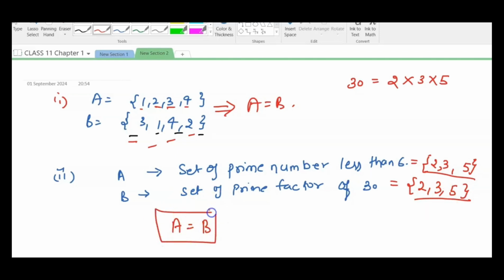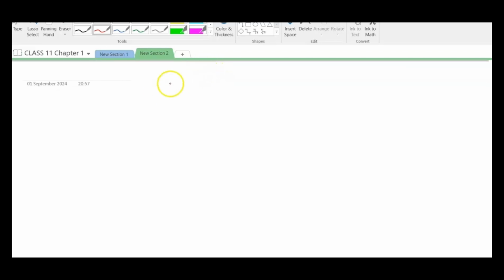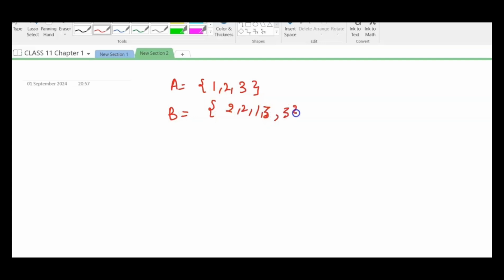A is equal to {1, 2, 3} and B is equal to {2, 2, 1, 3, 3}. Even though this is not a correct method to write a set because in a set we usually don't repeat the elements, we should have written it like {2, 1, 3}. So technically these two sets are equal.